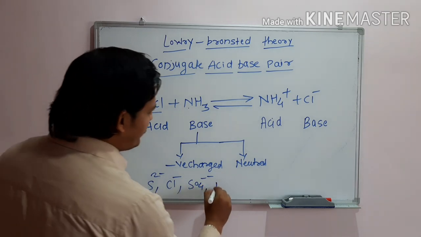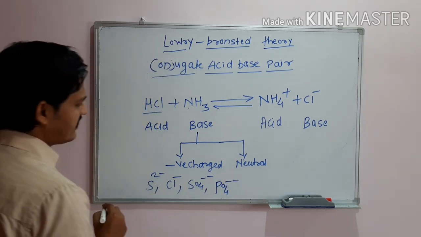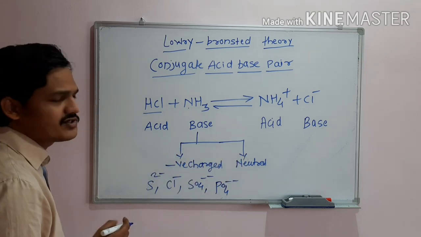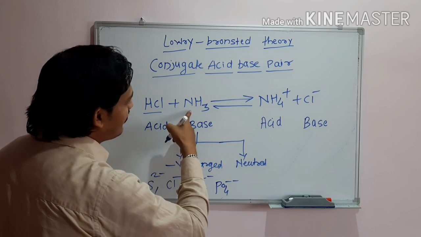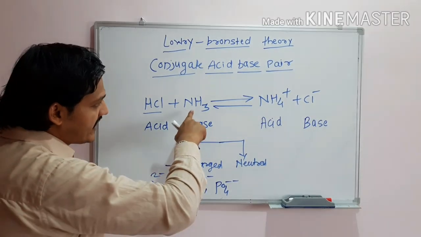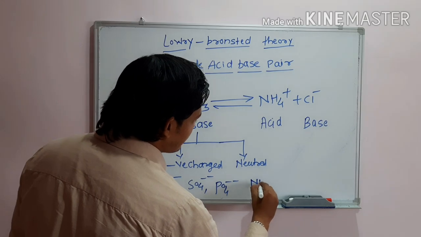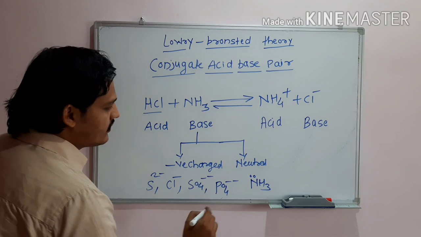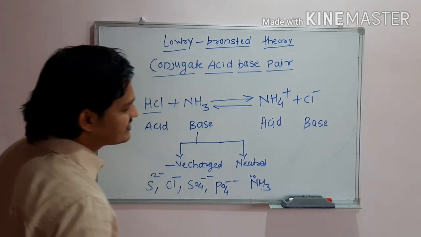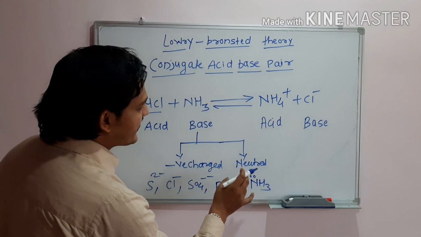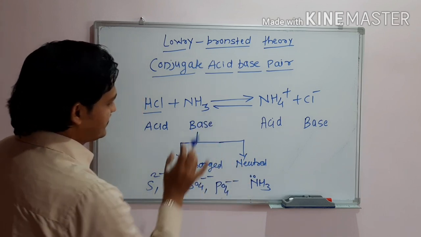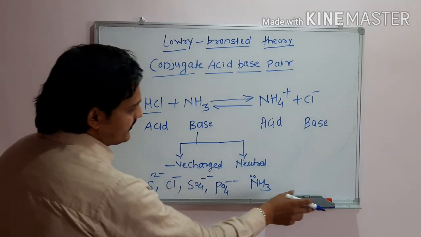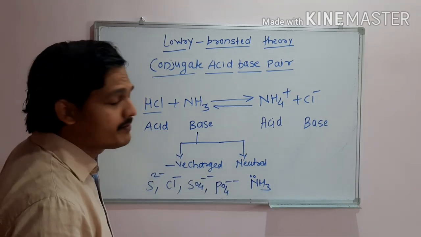Then S2-, PO4 3-. These are the negatively charged species, or some bases are neutral. That is, ammonia is not negatively charged, but it acts as a base. It is a neutral species because ammonia consists of a lone pair. You are already aware of that. Ammonia consists of a lone pair, so it also acts as a base. So there are two types of base: negatively charged or neutral species. This is one point to remember.